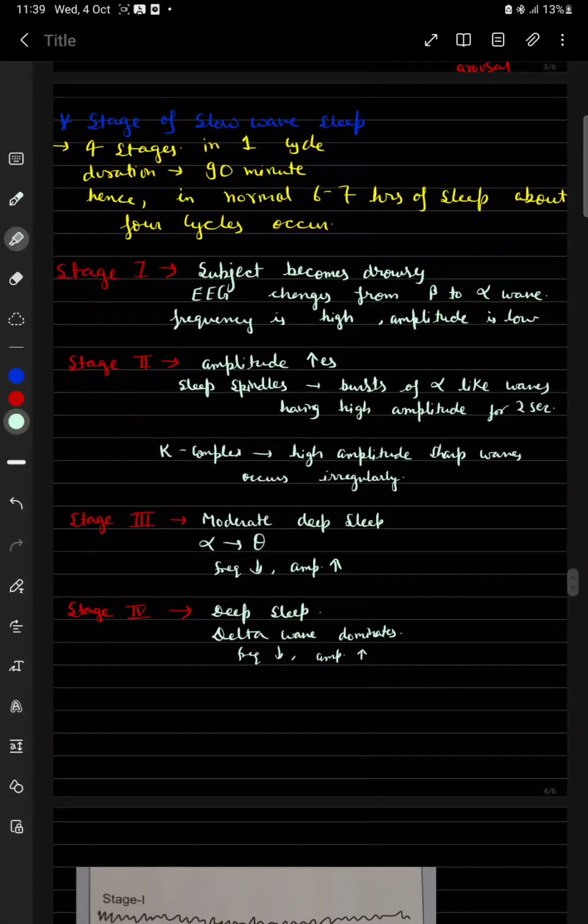Now stage 3, when alpha waves change into theta waves, again frequency decreases, amplitude increases. Moderate deep sleep. The person is in moderate sleep. Stage 4, delta waves dominate. Frequency further decreases, 0.5 to 4 Hz. Amplitude increases. Stage 4 is deep sleep.